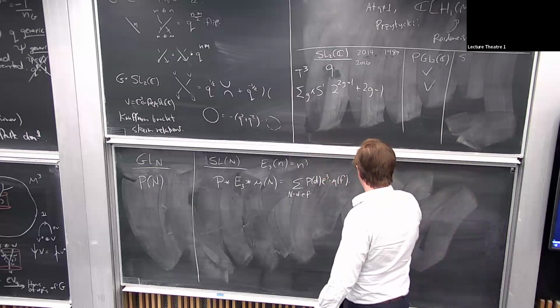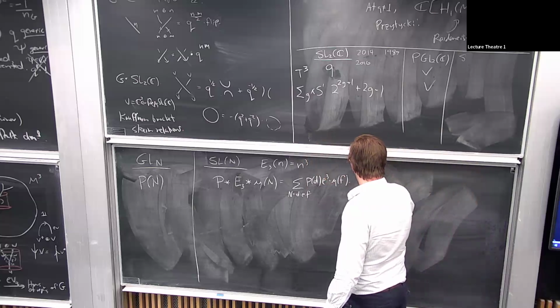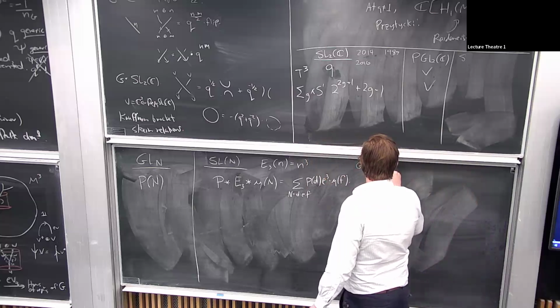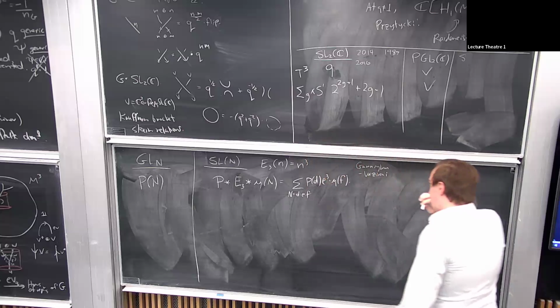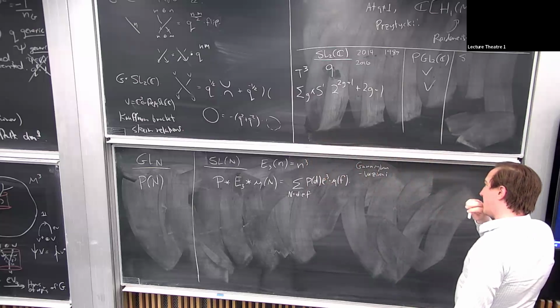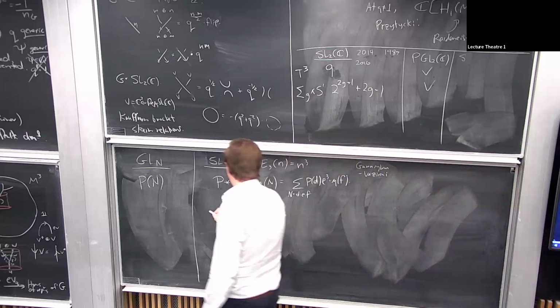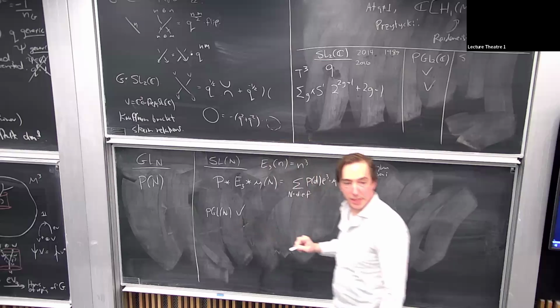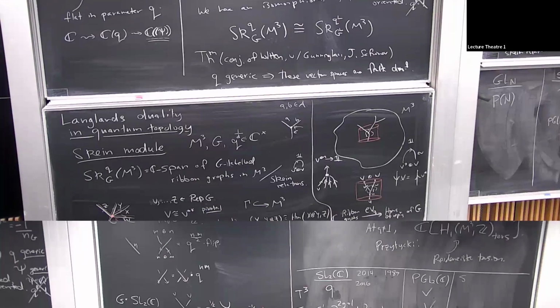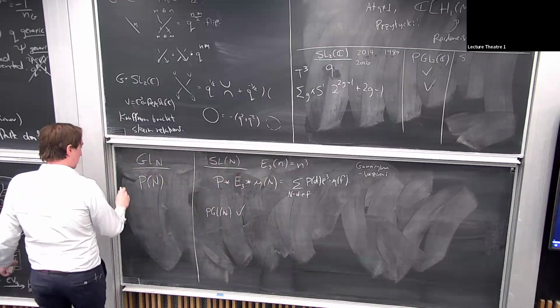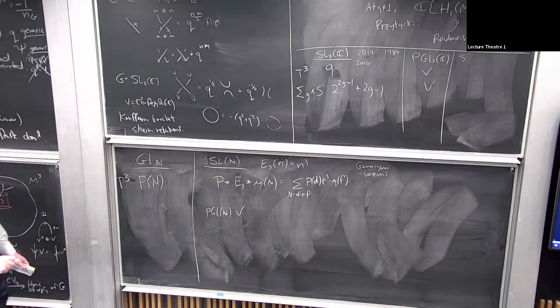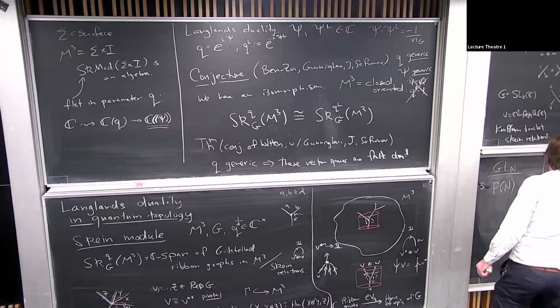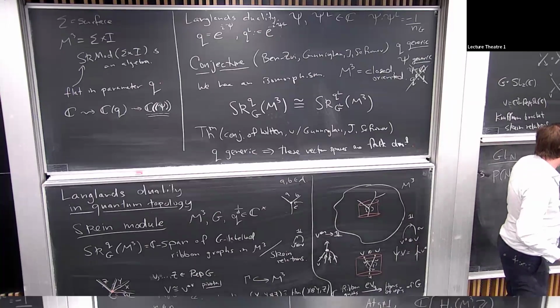And this we showed with Gunningham and Vazirani. And then for PGLN, you get the same formula. Did I not say? Sorry about that. This is for the 3 torus. This one as well. And for PGLN, we get the same formula.